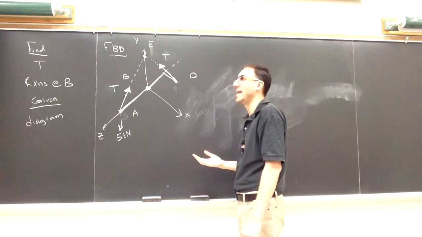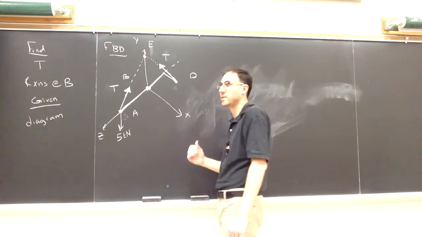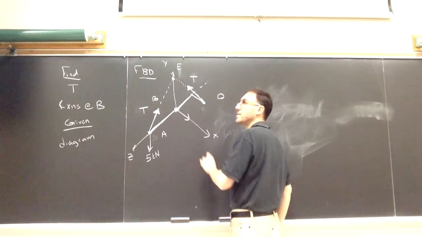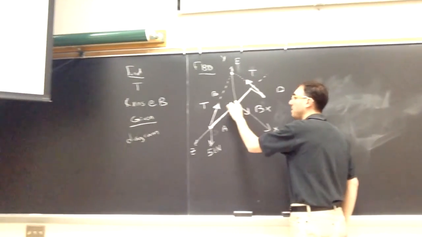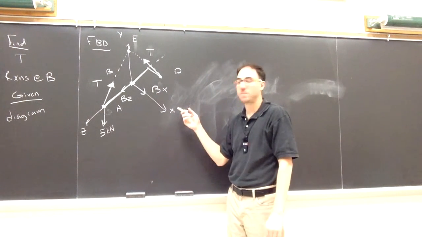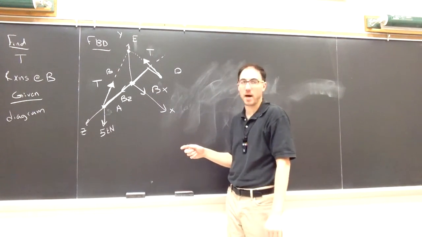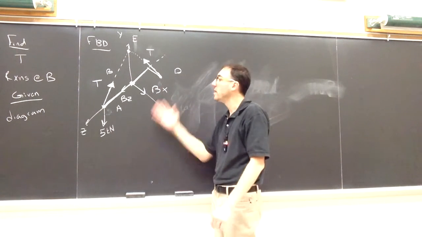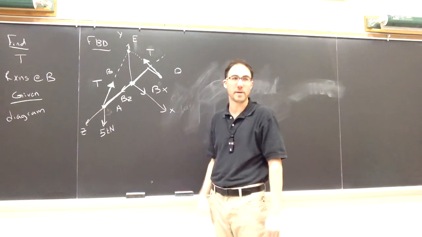I can model that as a force component in the X and a force component in the Z. So I'll call this BX and BZ. I'm assuming the X component's positive. I'm assuming the Z component is positive. Again, the math will tell me if those assumptions are right or wrong. This will make making the equations just a little bit easier.